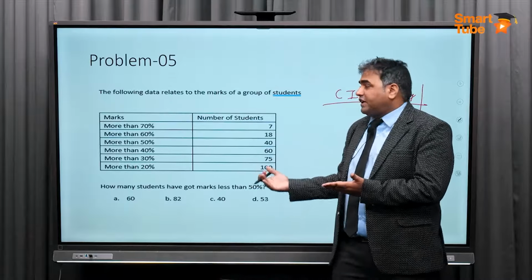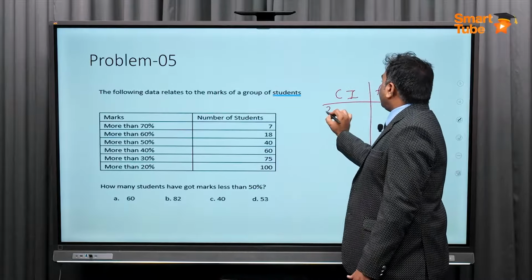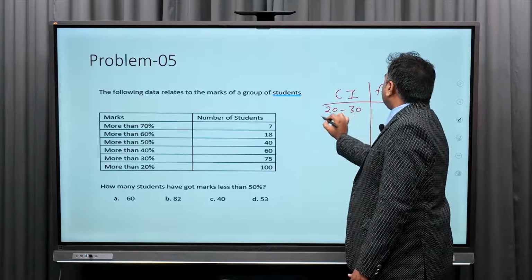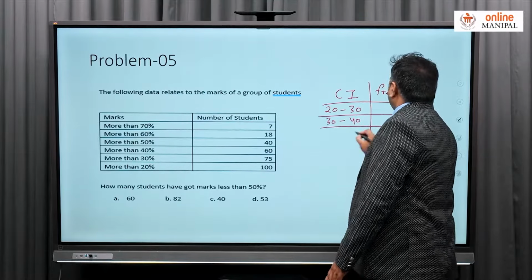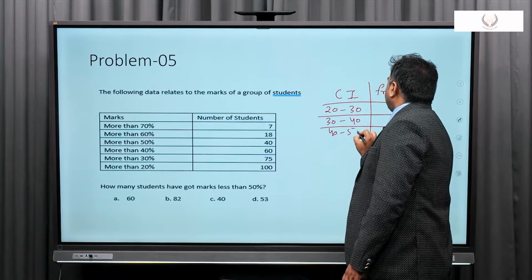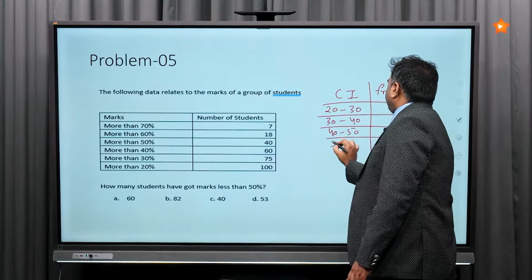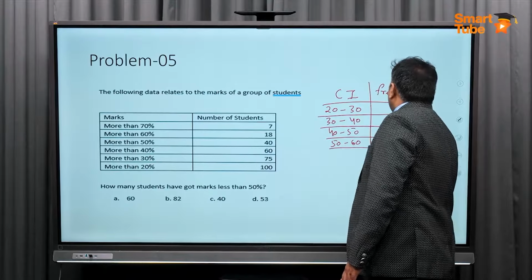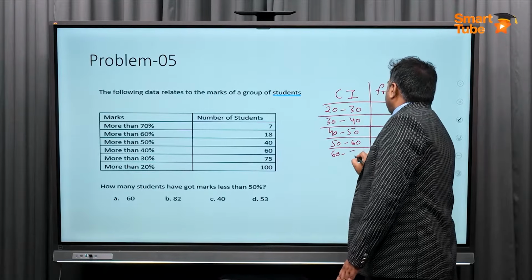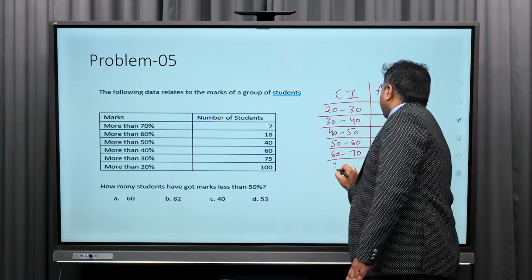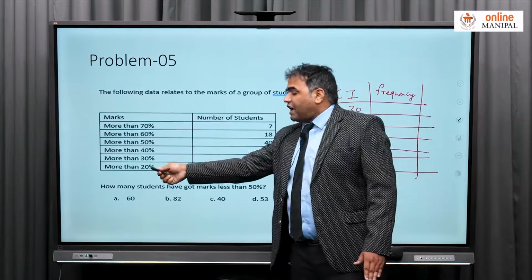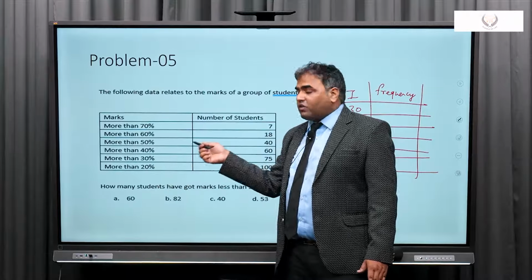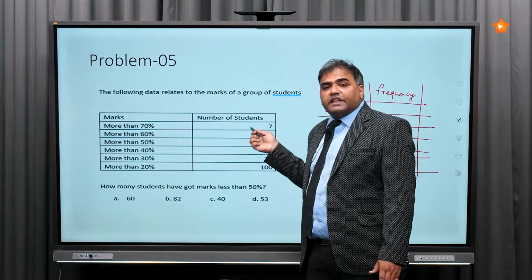So now I need to organize my data. I'll write here 20 to 30, then 30 to 40, then 40 to 50, then 50 to 60, then 60 to 70, then 70 to 80. So I wrote all my class intervals. The value attached is the lower limit. Now the values given are the cumulative frequencies.